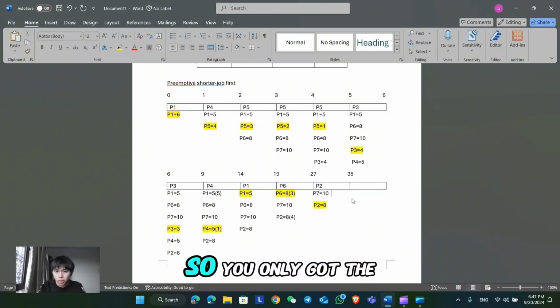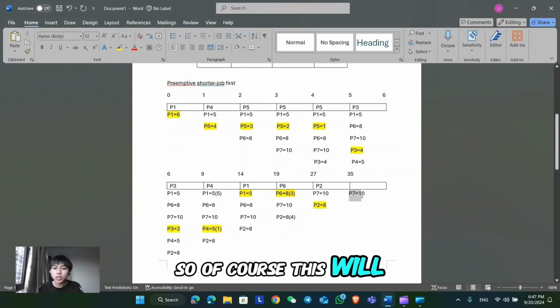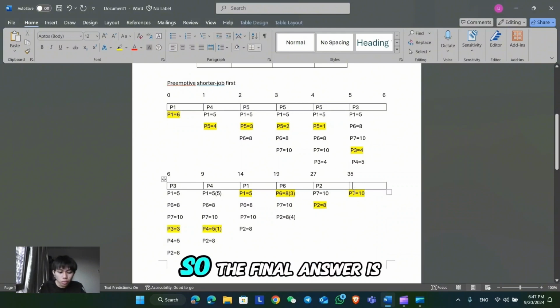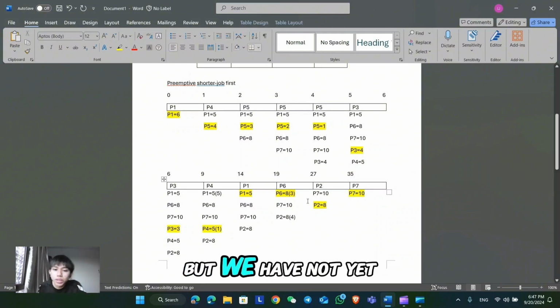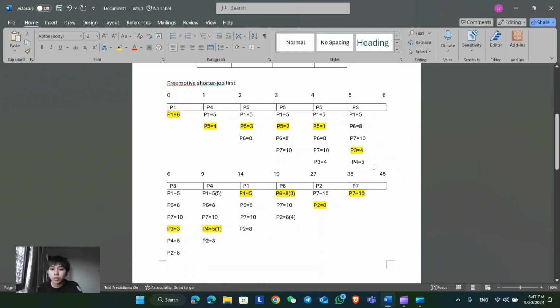Okay, so we only have the last process, P7 equals 10. Of course this will be chosen because this is the last one. So the final answer is P7, but we have not yet finished. Sorry, I need to type it in. So 35 plus 4 plus 10 equals 45. So as you can see right here, 45.